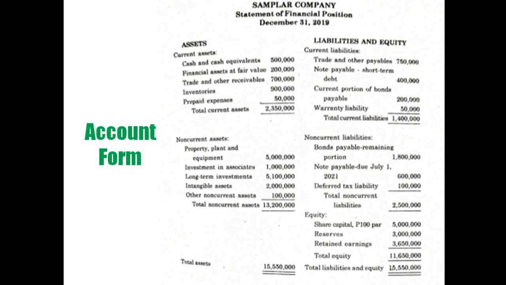We have the assets, liabilities, and equity: current assets, non-current assets, liabilities, non-current liabilities, equity. So, this is actually the accounting equation. Assets is equal to liabilities plus equity. It should balance. Okay? Again, there's no prescribed form. So, you can use the report form or account form. And that ends my discussion.